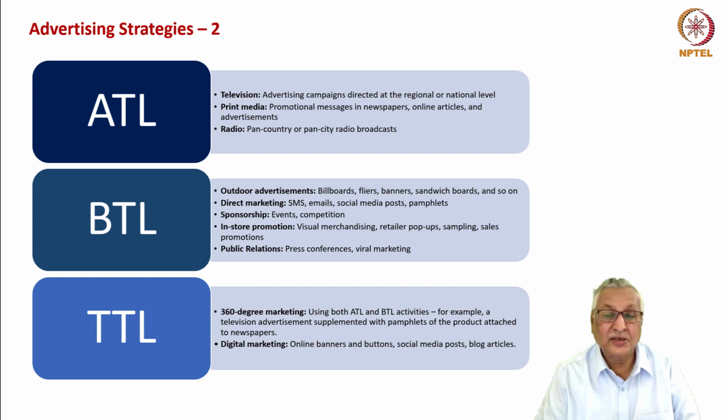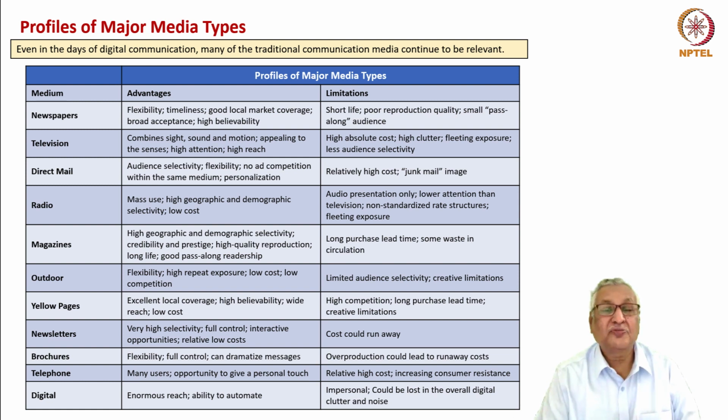And in TTL, you have a 360-degree marketing approach using both ATL and BTL simultaneously. A television advertisement supplemented with pamphlets of the product being attached to the newspapers. You have digital marketing with online banners and buttons, social media posts, blog articles, etc. Each of these has its own advantages. When you look at the profiles of major media types, you will find that there are advantages, there are limitations.